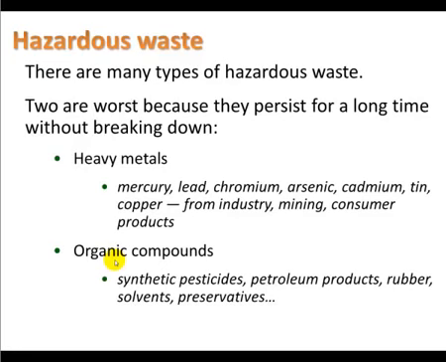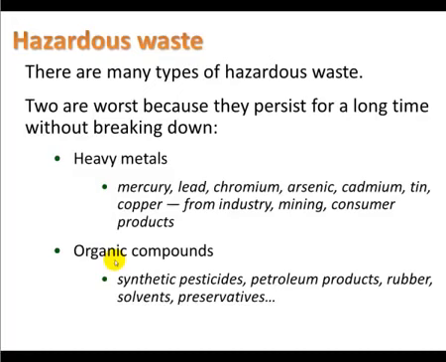And there are many types of hazardous waste. These two are the worst because they persist for a long time without breaking down. And the first one is heavy metals, such as mercury, lead, chromium, arsenic, cadmium, tin, copper. These are from industry, mining, and consumer products. And the more we mine them, the more we use them in consumer products, the more prevalent they are in our environment. And they're potent neurotoxins, so we don't want to have these things in our environment.